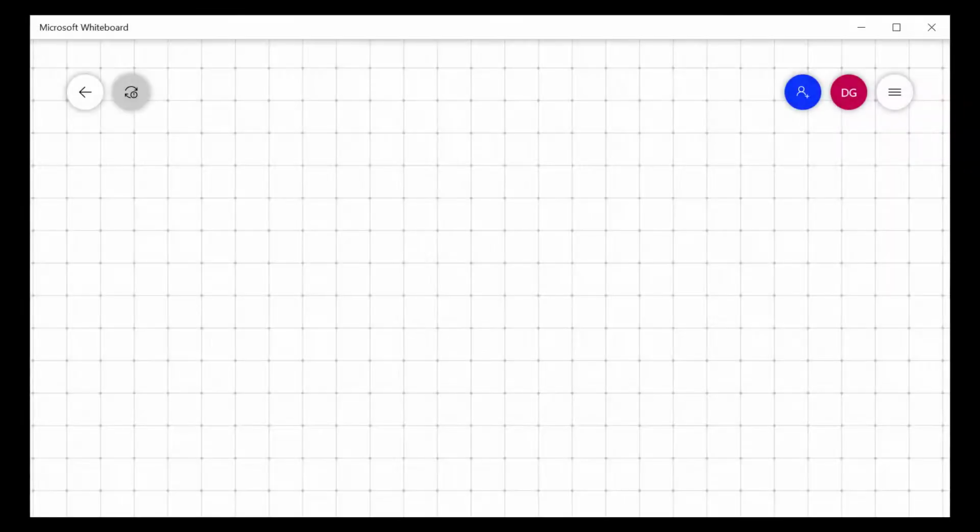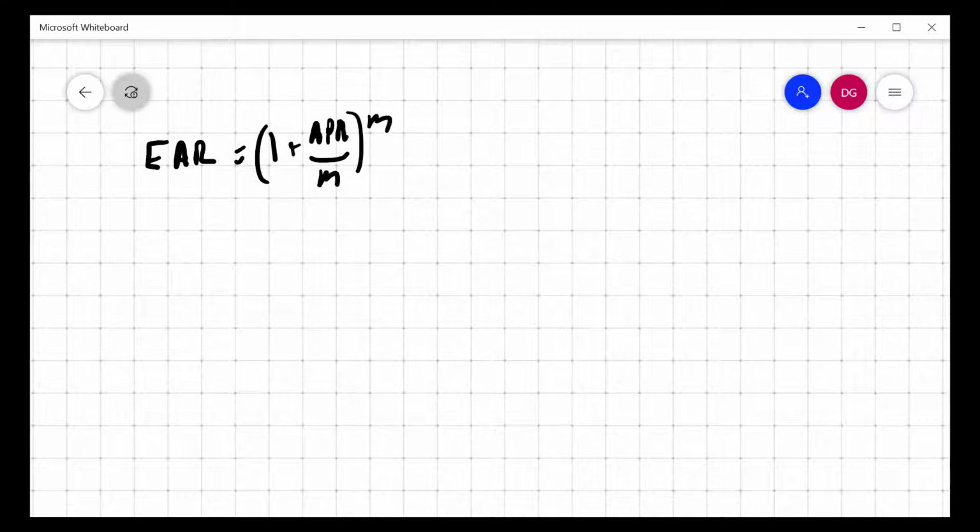So I want to look at one thing on the whiteboard before we go to the spreadsheet. I want to look at the EAR equation, and that's going to equal (1 plus the APR divided by m) to the m power, minus 1. And what I want to think about is what happens when m gets bigger.